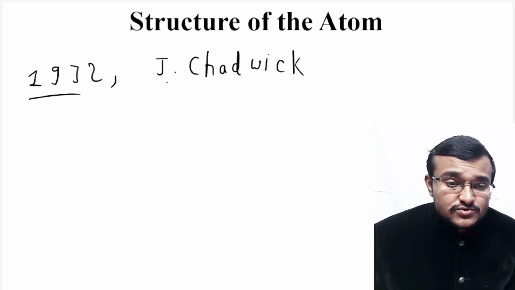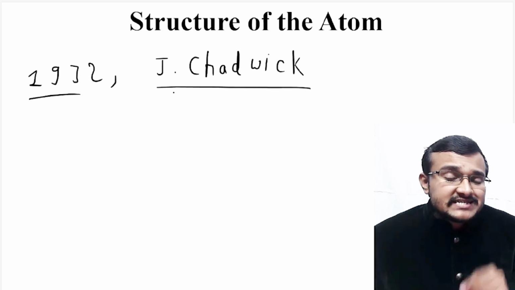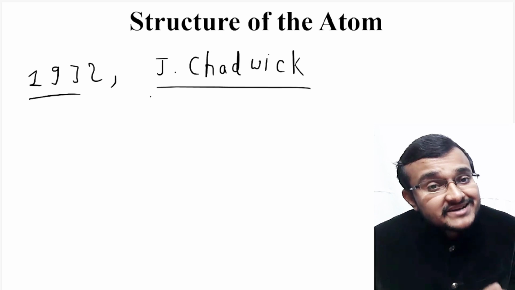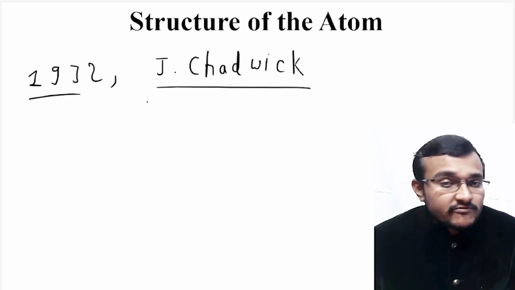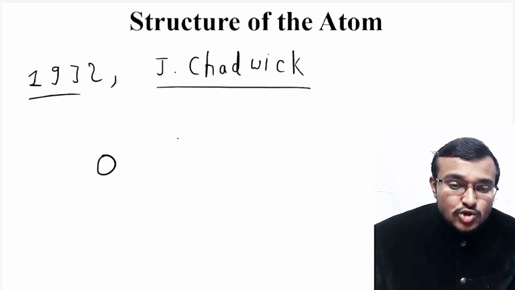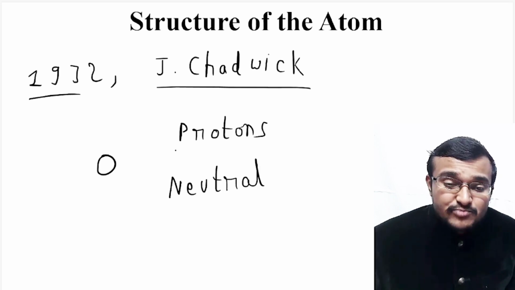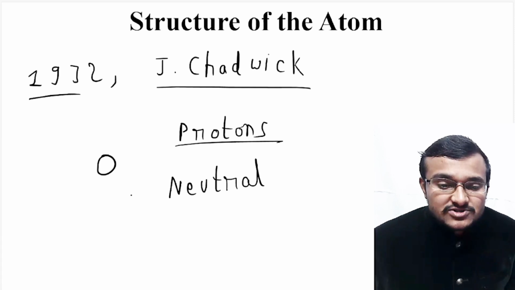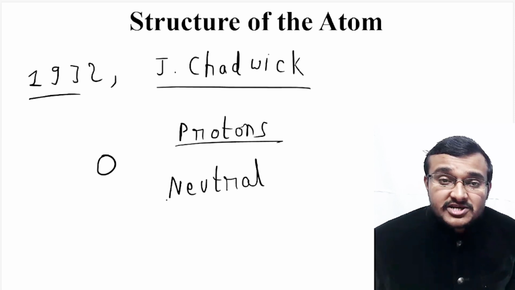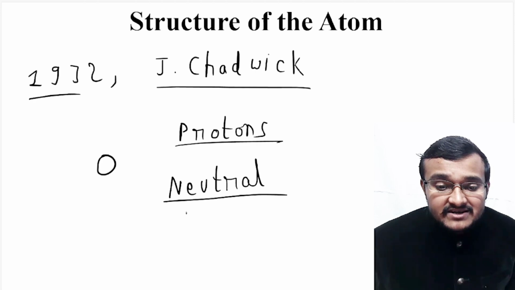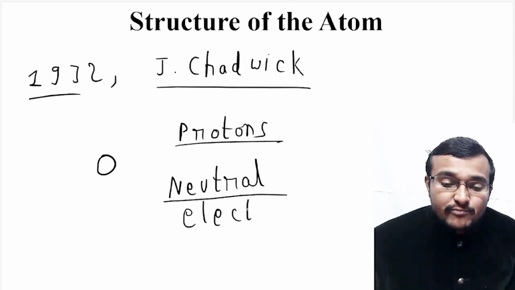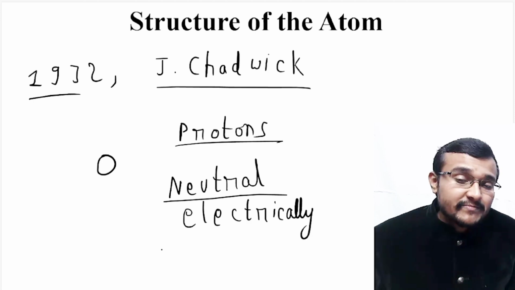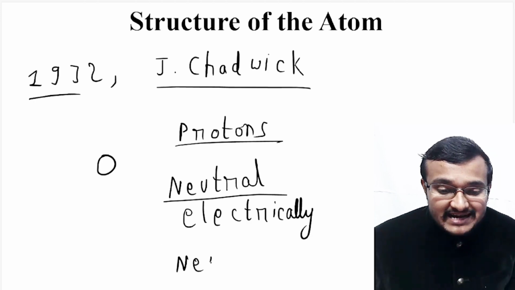So in 1932, a scientist named Chadwick, through his experimental observation, proved that there are neutral subatomic particles in the nucleus of the atom. So in the nucleus, not only protons are there, along with protons there are other subatomic particles present inside the nucleus of an atom. These subatomic particles are electrically neutral. They don't have any positive charge or any negative charge. So these subatomic particles were later named neutrons.